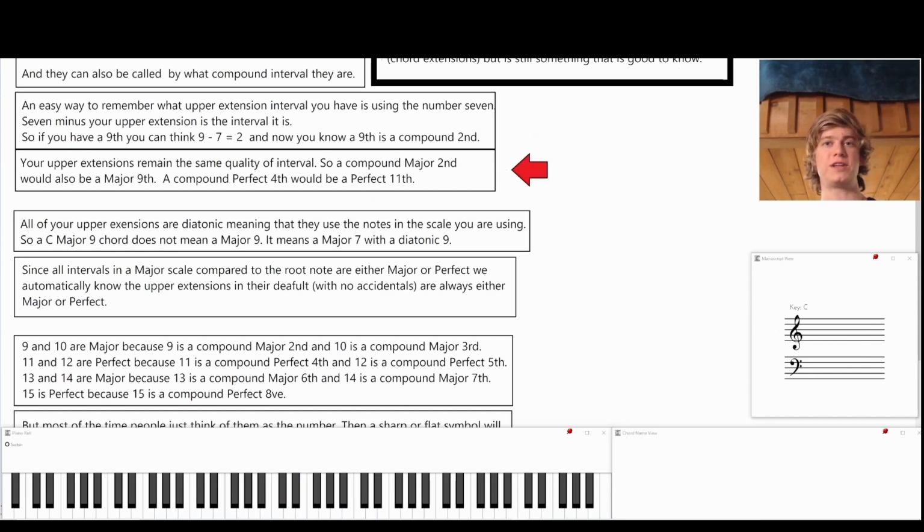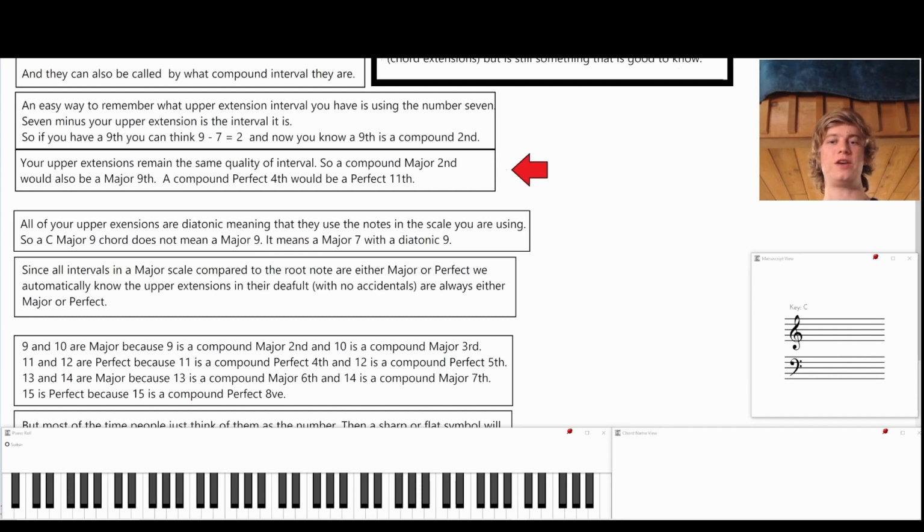Okay, so your upper extension remains the same quality of interval. So if I'm doing a compound major second, let's first look at a major second. Okay, that's the note C and D. And now if I take my 7th chord and I add that D on top of it, I can think of this as a compound major second. It's still the note D, it's still a major second, but it is an octave higher than the note originally found in the scale, so therefore it is a compound major second.